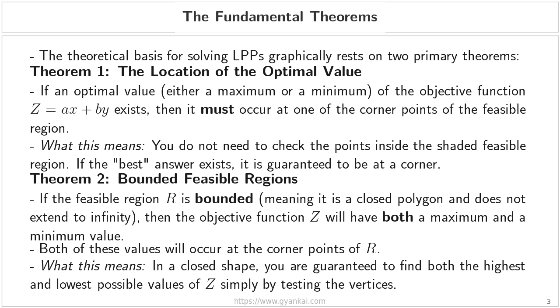Next, we have Theorem 2, which deals specifically with bounded feasible regions. Now, remember from our earlier discussion that a region is bounded if it forms a closed polygon and doesn't extend off toward infinity. This theorem tells us that if the region is bounded, the objective function z will have both a maximum and a minimum value, and both of these will occur at the corner points of the region. Essentially, if you are working within a closed shape, you are guaranteed to find both your highest and lowest possible values just by testing the vertices.